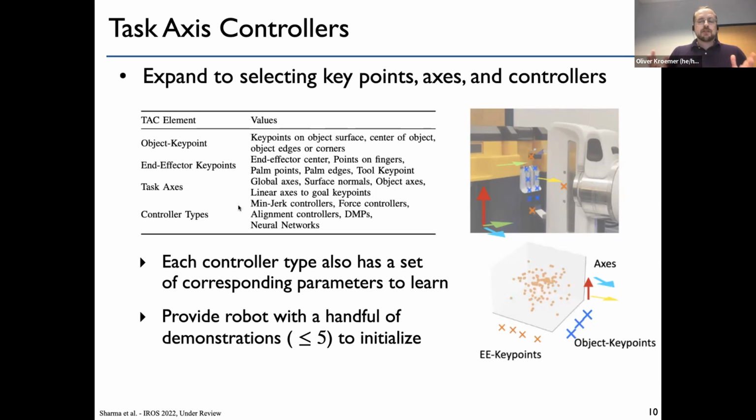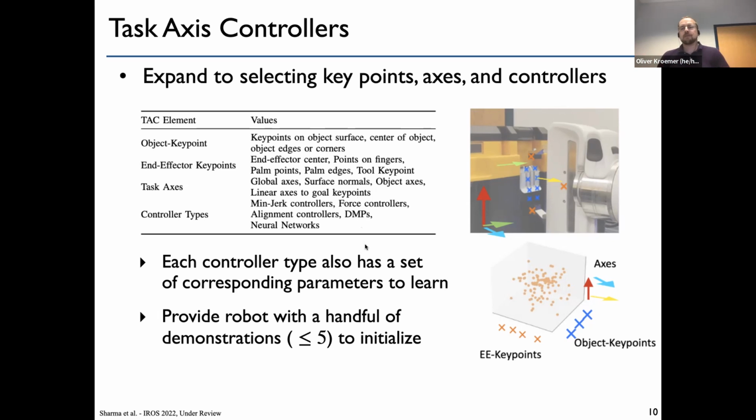And we also have different controller types. So we still have force control, we have linear trajectories, we have DMPs if we need a little bit more shape. We have neural networks if we need something really general. We also have alignment controllers for orientation. And the idea is that we can create this massive range of different kinds of skills by simply combining multiple ones of these. And then not just selecting the skills, but also learning some of the parameters.